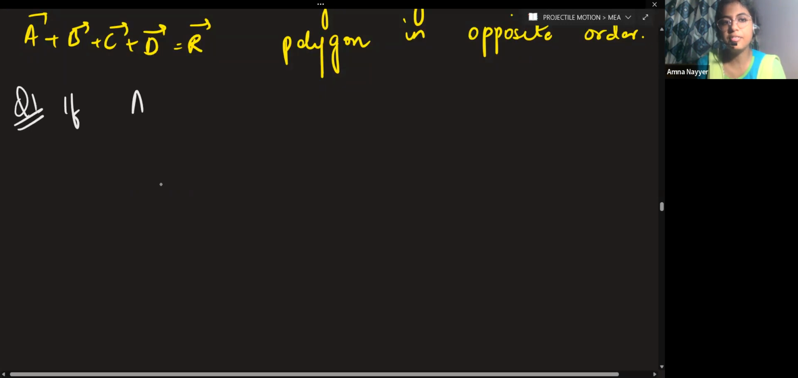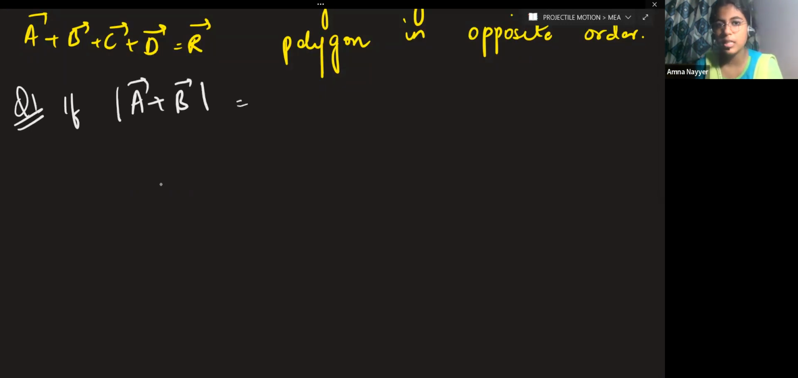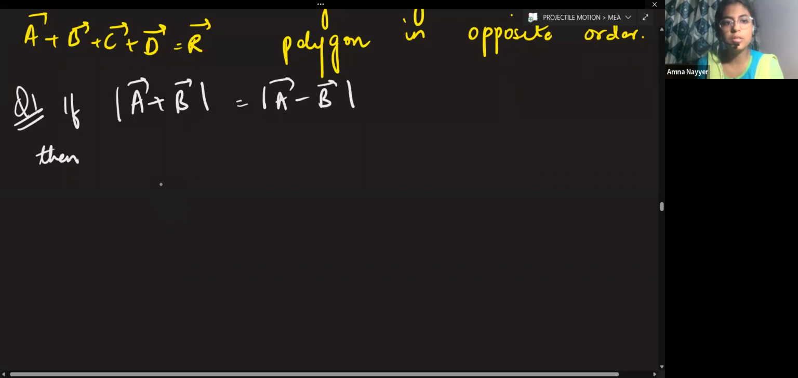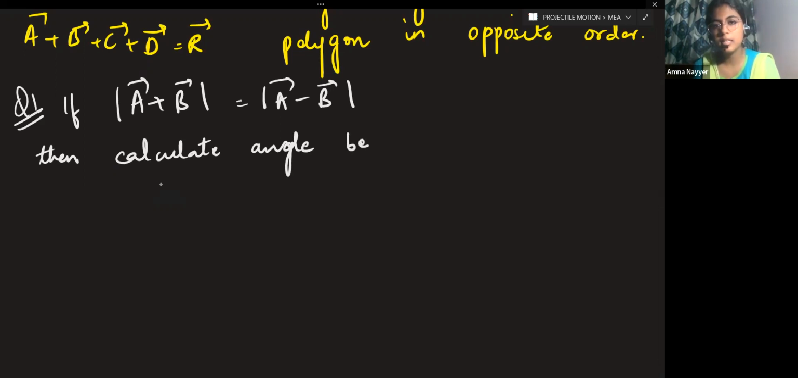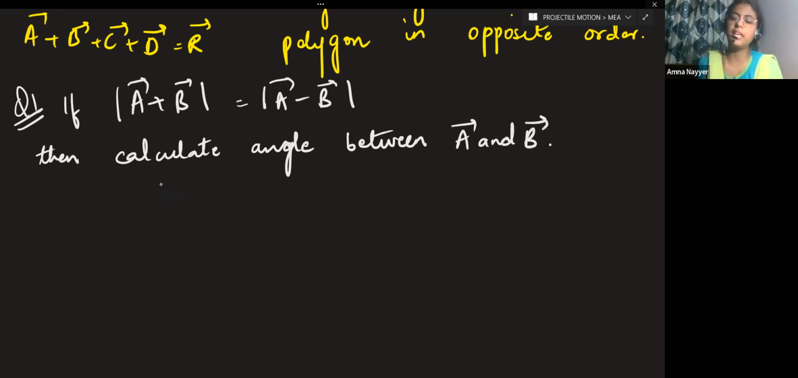It says if the magnitude of A plus B is equal to the magnitude of A minus B, then you have to calculate the angle between A and B. Just see what angle comes. So the magnitude of A plus B is equal to the magnitude of A minus B.